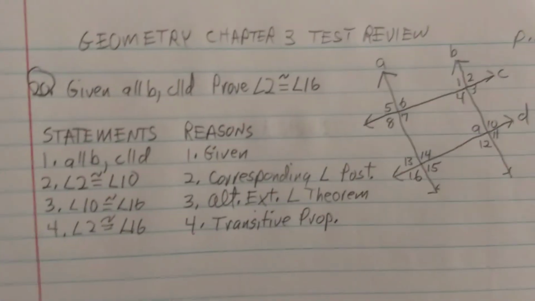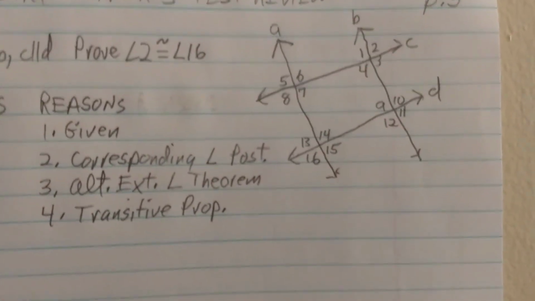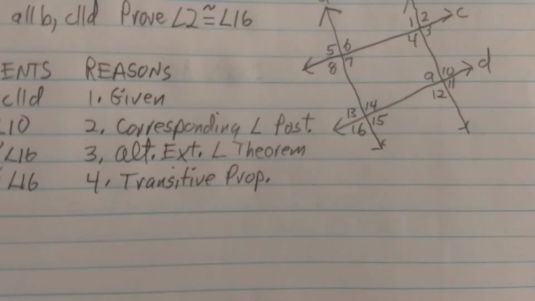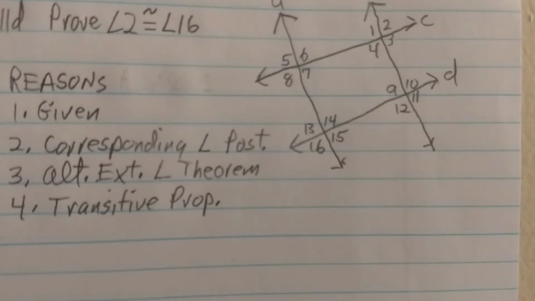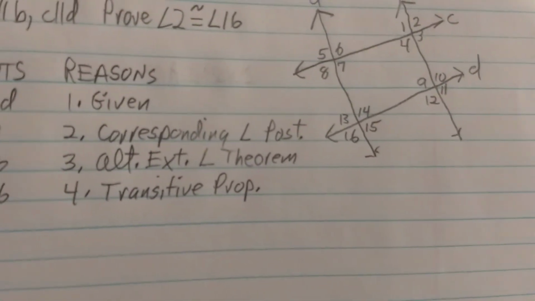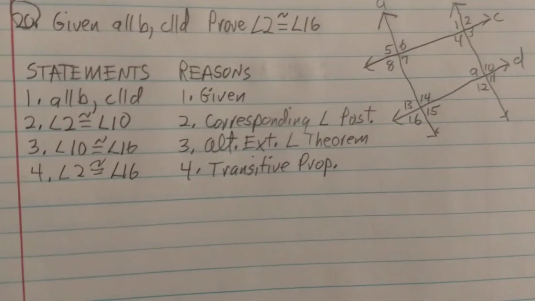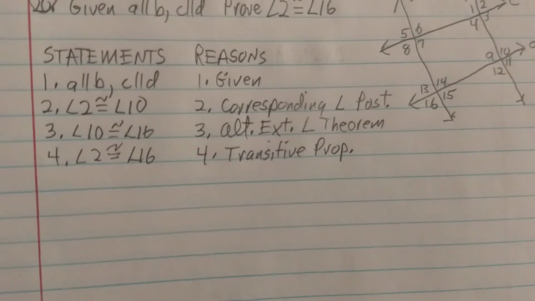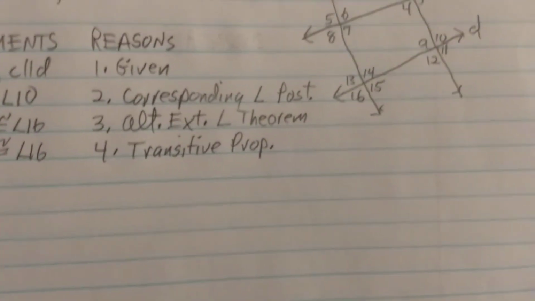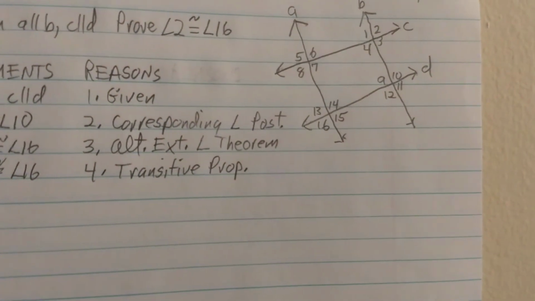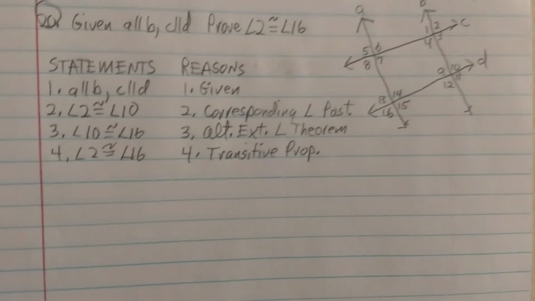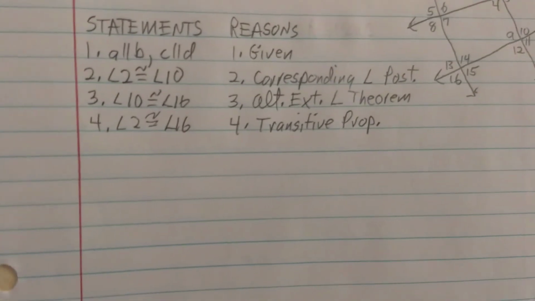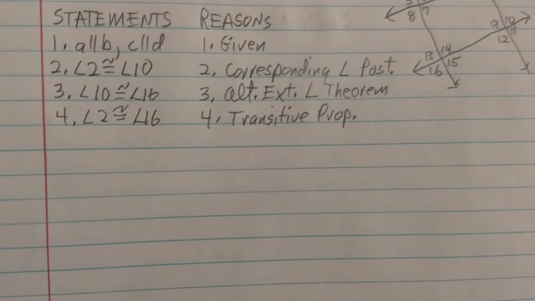And the last problem on this, Emma, is given that AB and CD are parallel, we want to prove that angle 2 in the upper right corner is congruent to angle 16 in the lower left corner. So for our statements and reasons, AB is parallel to CD, given. Angle 2 is congruent to angle 10, corresponding angles postulate. And angle 10 is congruent to angle 16, alternate exterior angles theorem. And therefore angle 2 is congruent to angle 16 by the transitive property.